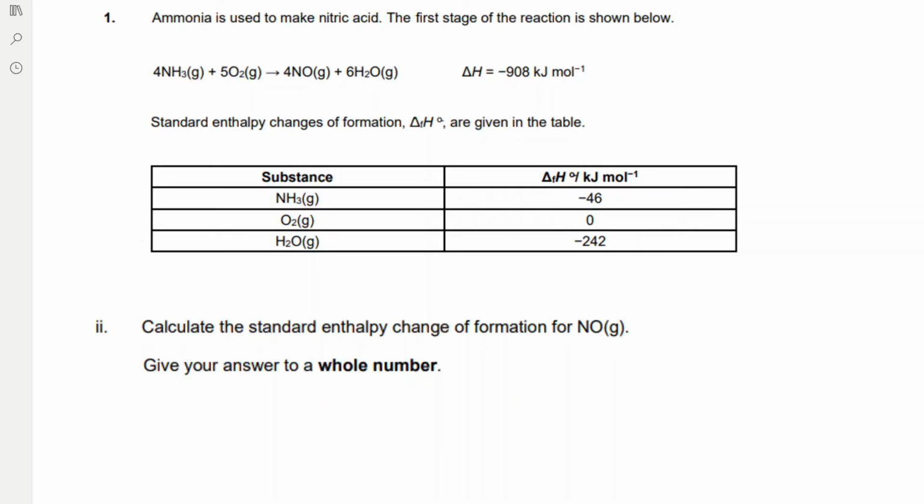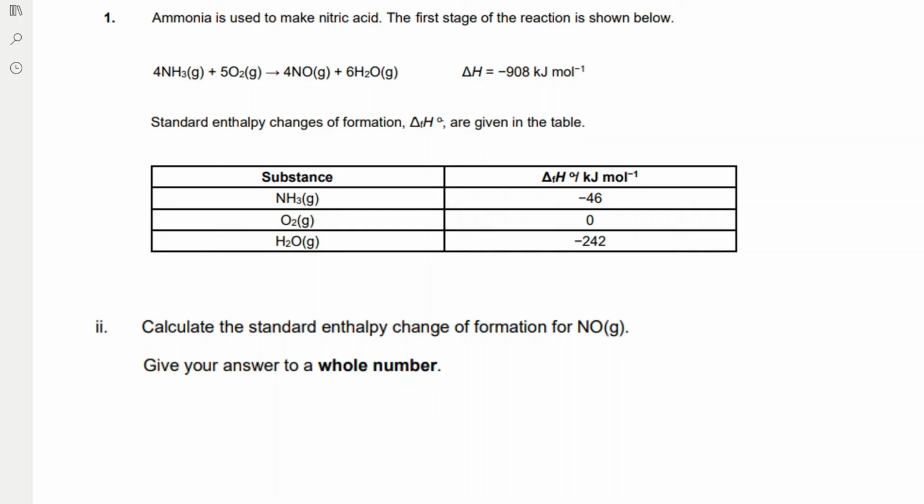Now we have a different question. Ammonia is used to make nitric acid. The first stage of the reaction is shown below. So we have 4 moles of ammonia reacting with 5 moles of oxygen to form 4 moles of nitrous oxide and 6 moles of water. We've already been given the enthalpy change of the reaction, which is exothermic because it's negative, and it's minus 908 kilojoules per mole. Standard enthalpy changes of formation, delta HF, are given in the table.